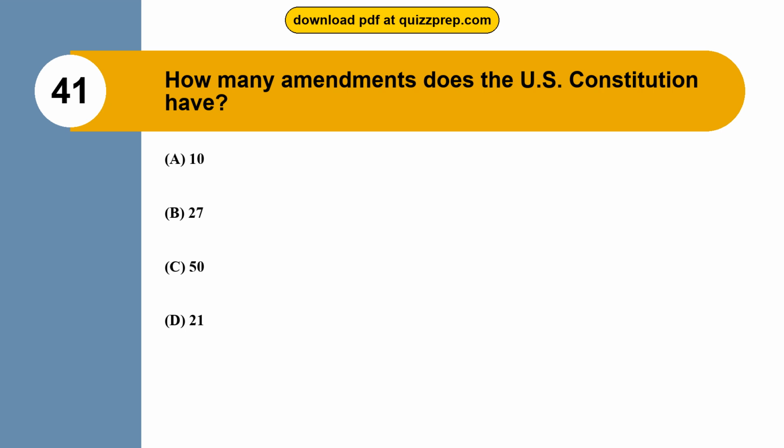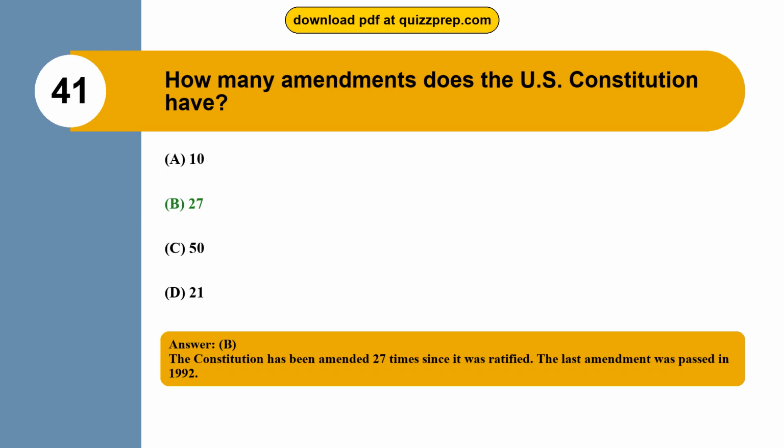Question 41. How many amendments does the U.S. Constitution have? Option A, 10. Option B, 27. Option C, 50. Option D, 21. The correct answer is option B, 27. The Constitution has been amended 27 times since it was ratified. The last amendment was passed in 1992.